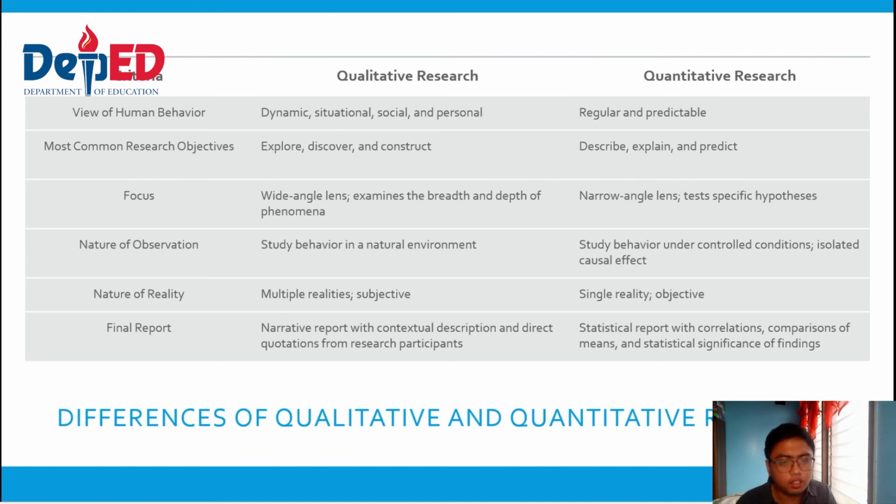Okay? Nature of observation. Qualitative research studies behavior in the natural environment, while quantitative research on a controlled condition. Okay? Nature of reality. So, qualitative, multiple realities, subjective, while quantitative, single reality, objective. And final report, okay, qualitative research, narrative report with contextual description and direct quotation from the research participants, while quantitative research are more on statistical reporting, correlations, comparisons of means, and statistical significance of findings.